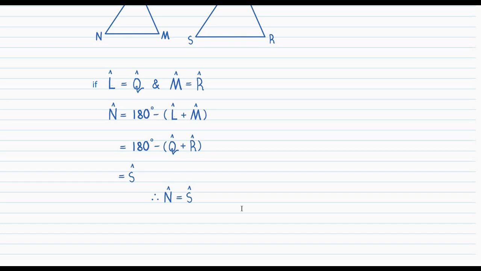Therefore, if we know that two angles are equal for two triangles, then that automatically confirms that the third angle is also equal, and we can describe the two triangles as being equiangular.